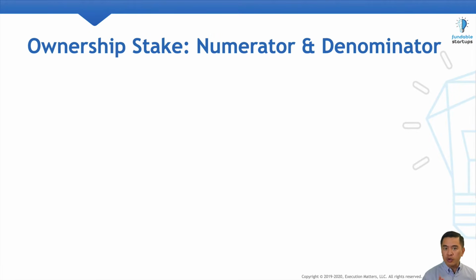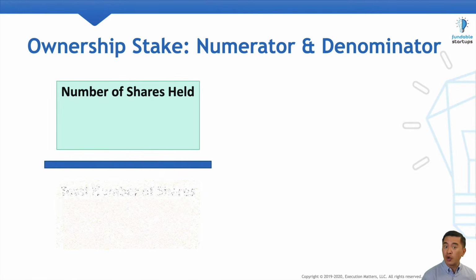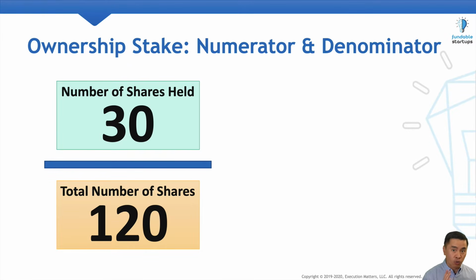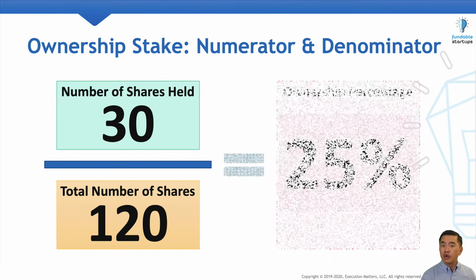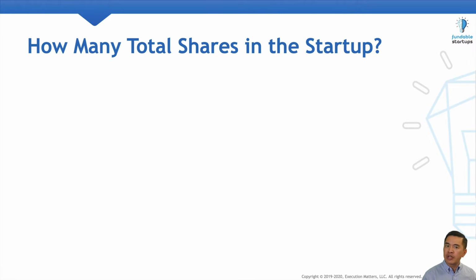To determine your ownership stake in the startup, simply divide the number of shares you hold by the total number of shares. For example, if you hold 30 shares and there are 120 total shares, your ownership stake is 25%. This is simple grade school math. Easy peasy, right? Well, determining how many shares are in the startup is actually not trivial.